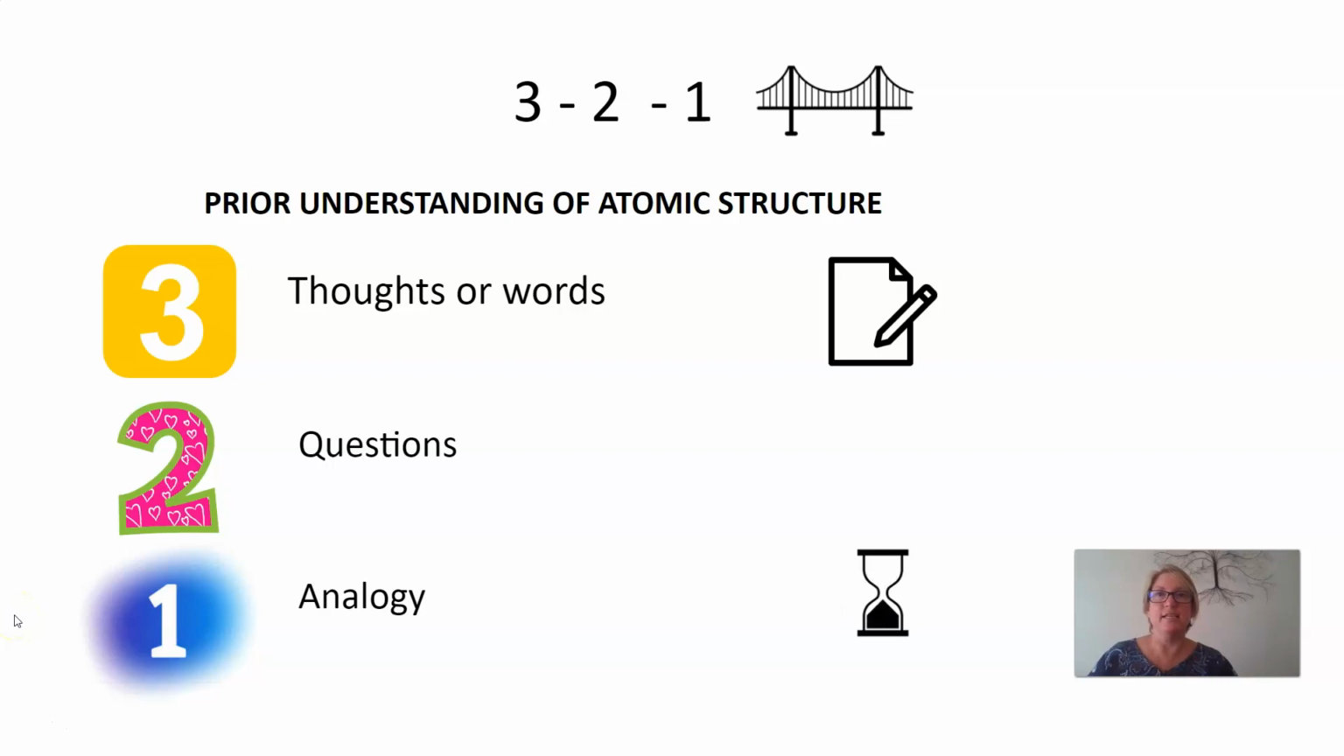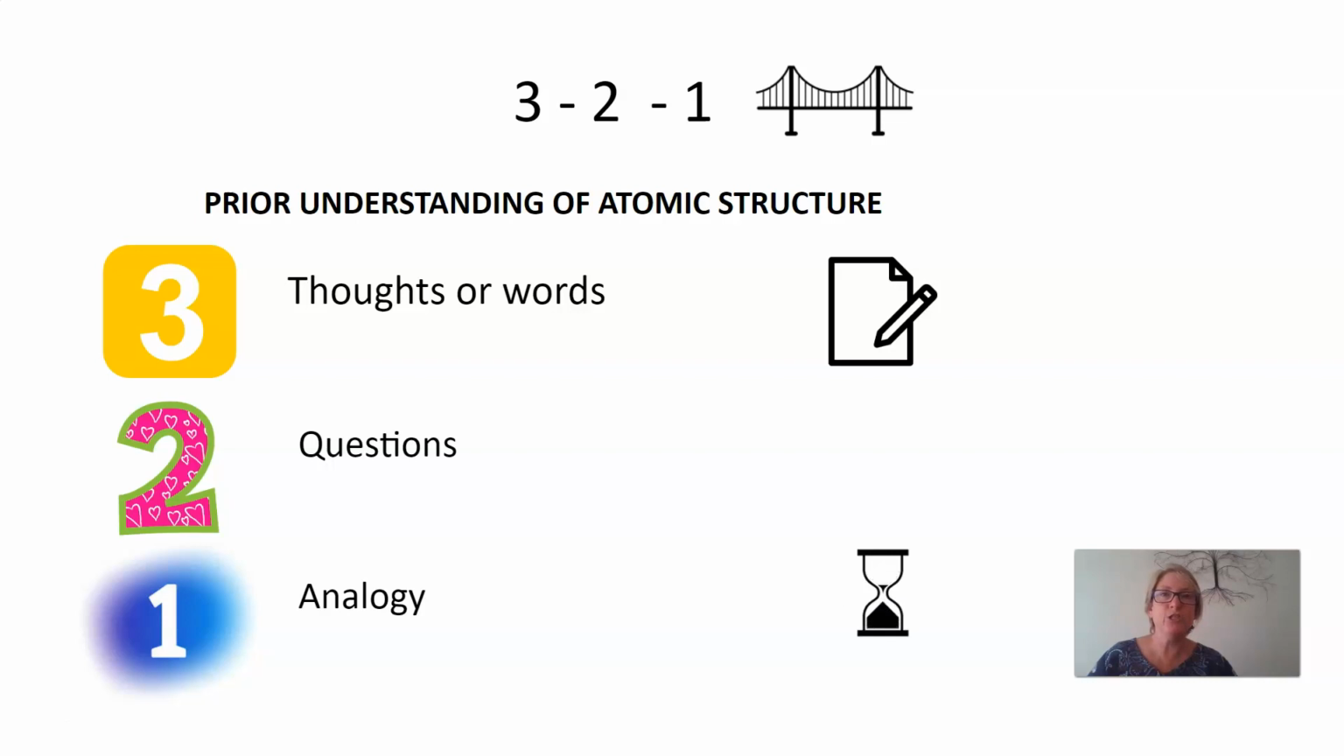So in today's lesson, I would like to do a 3-2-1 bridge activity. What that means is at the beginning of the lesson, I would like you to do a prior understanding of what you know about atomic structure. So I want you to think what you've done in grade 8 or grade 7, maybe grade 6, all about atoms and the atomic structure. And I want you to write down any 3 thoughts or words that you have, any 2 questions that you may have, and then an analogy. So an analogy is something that we can compare an atomic structure to.